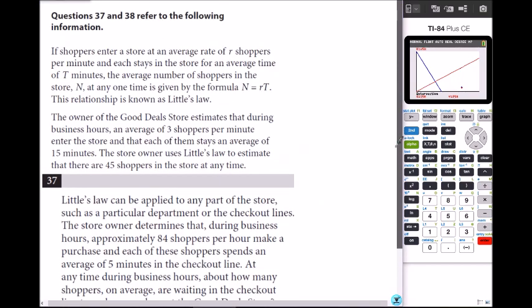37. If shoppers enter a store at the average rate of R shoppers per minute and each stays in the store for the average time of T, the average number of shoppers in the store at any one time is given by the formula N equals RT.